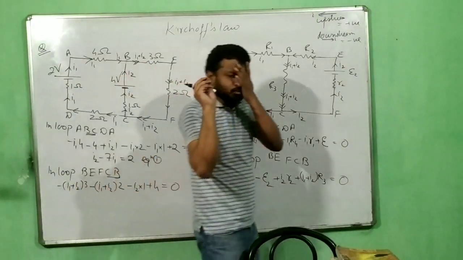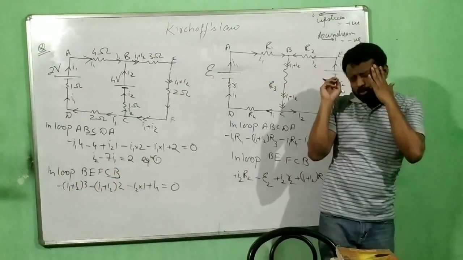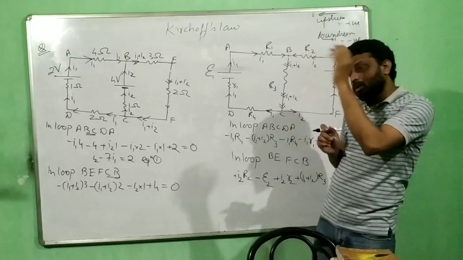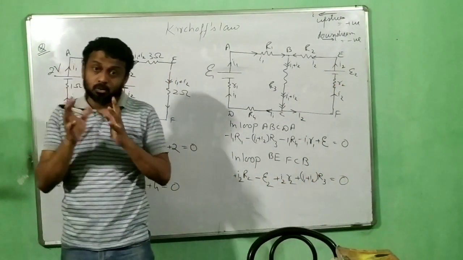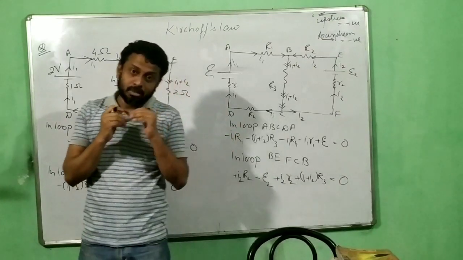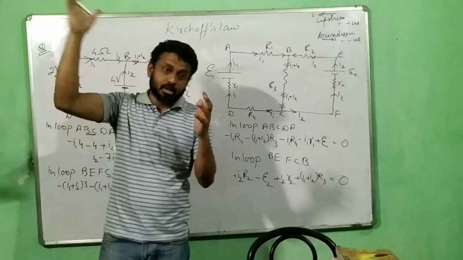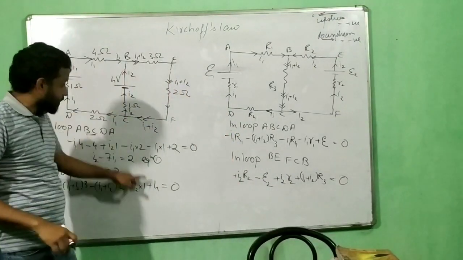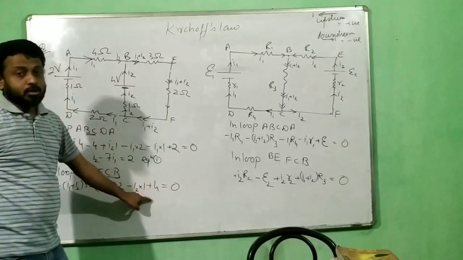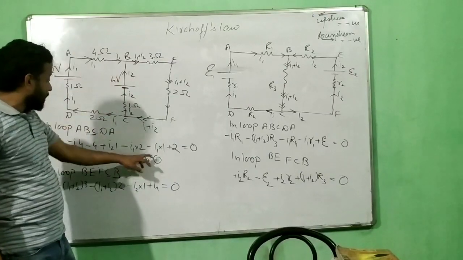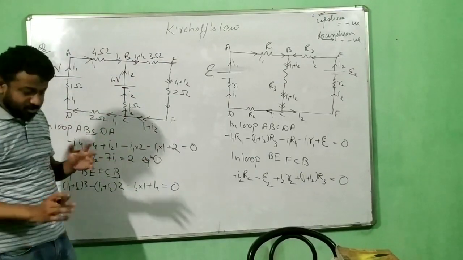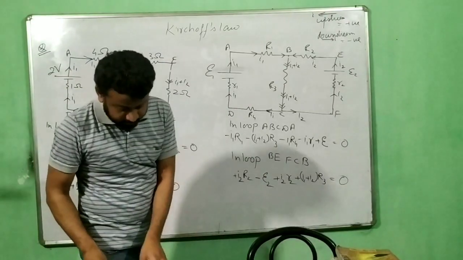I'll give you one small trick. When you are crossing a battery, if you are meeting negative first, write positive. Write the opposite of what you are meeting first. If you are meeting the negative terminal first, write the positive value of EMF. If you are meeting the positive first, you write negative there. So just use this trick.